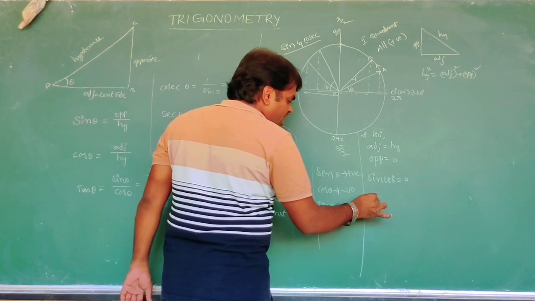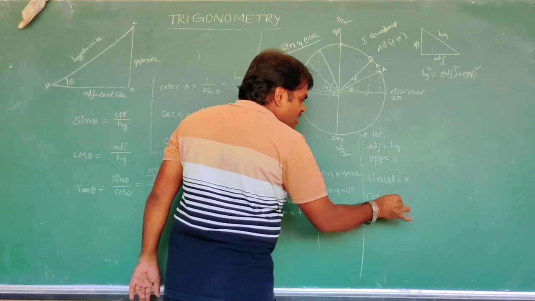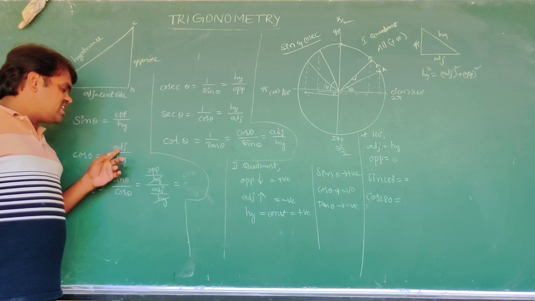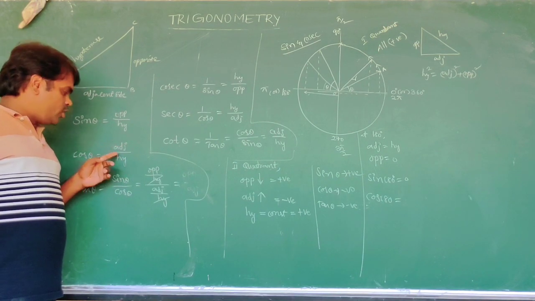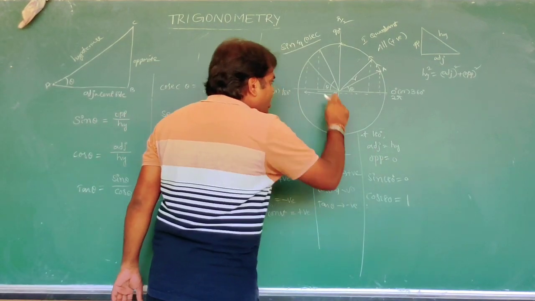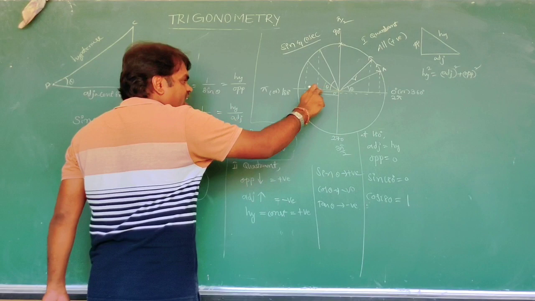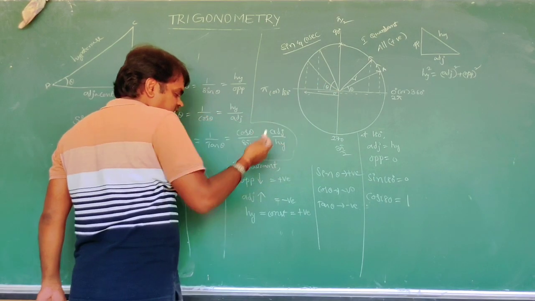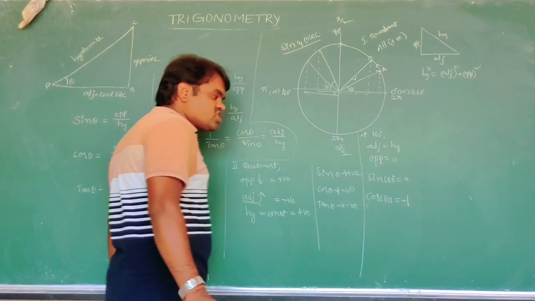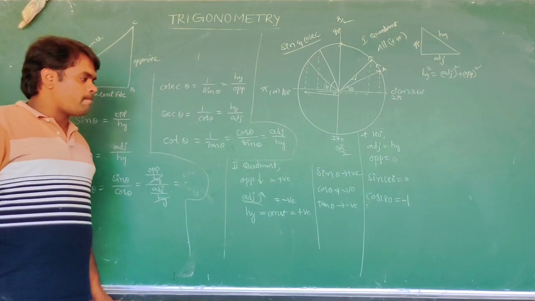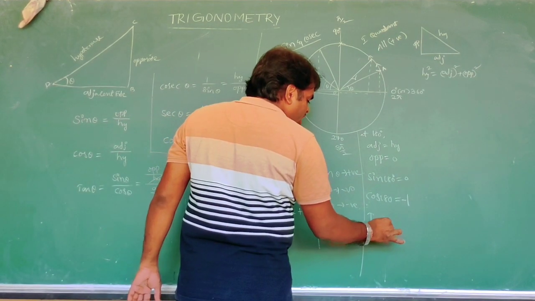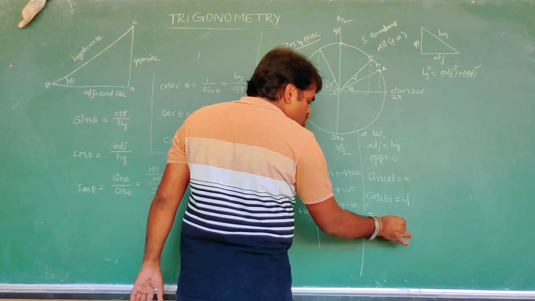Now cos 180 degree, that is adjacent side by hypotenuse. Adjacent side is equal to hypotenuse, hypotenuse cancels, it becomes 1. But in the second quadrant, adjacent side is along the negative x-axis. Adjacent side is negative. That's why its value is minus 1. Cos 180 is minus 1. Now tan 180, 0 by anything is 0.